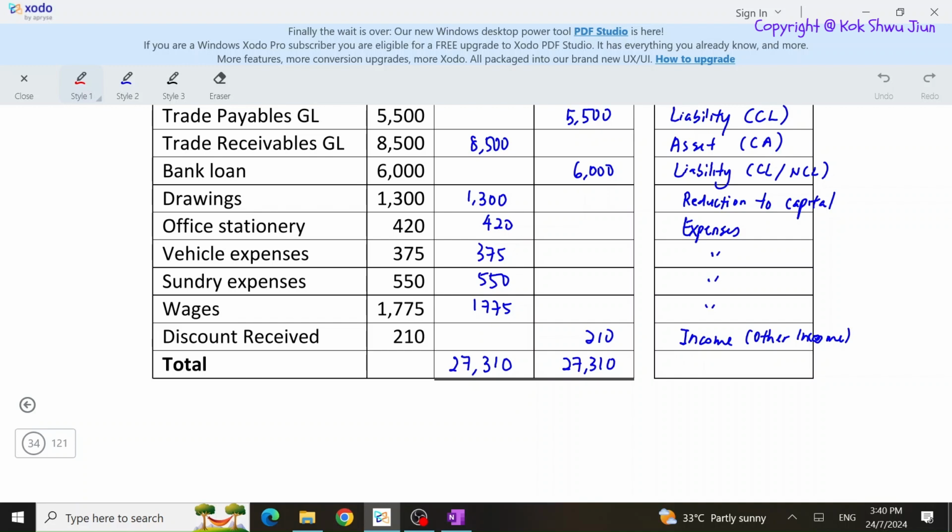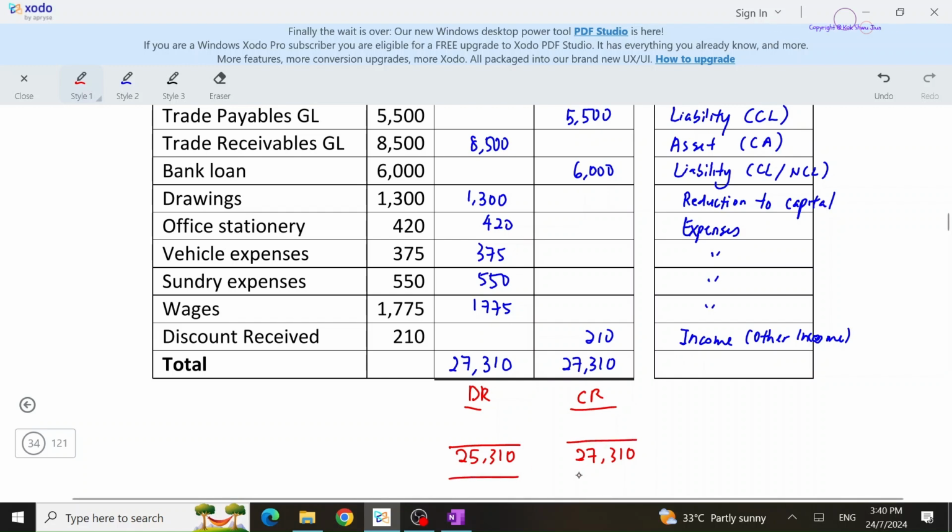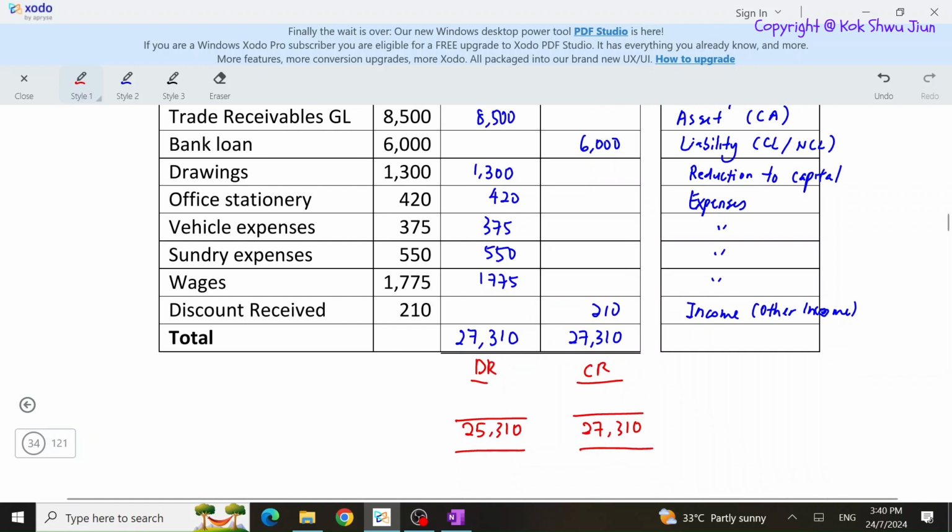Now, I will use red color. Okay, what if my trial balance is not balanced? So I have a debit here, I have a credit here, right? Now, say for example, when I calculated everything, my debit now is 25310, credit is 27310. It indicates that your trial balance is not balanced. Am I right? Which side is more? Credit. Debit is lesser. Alright?